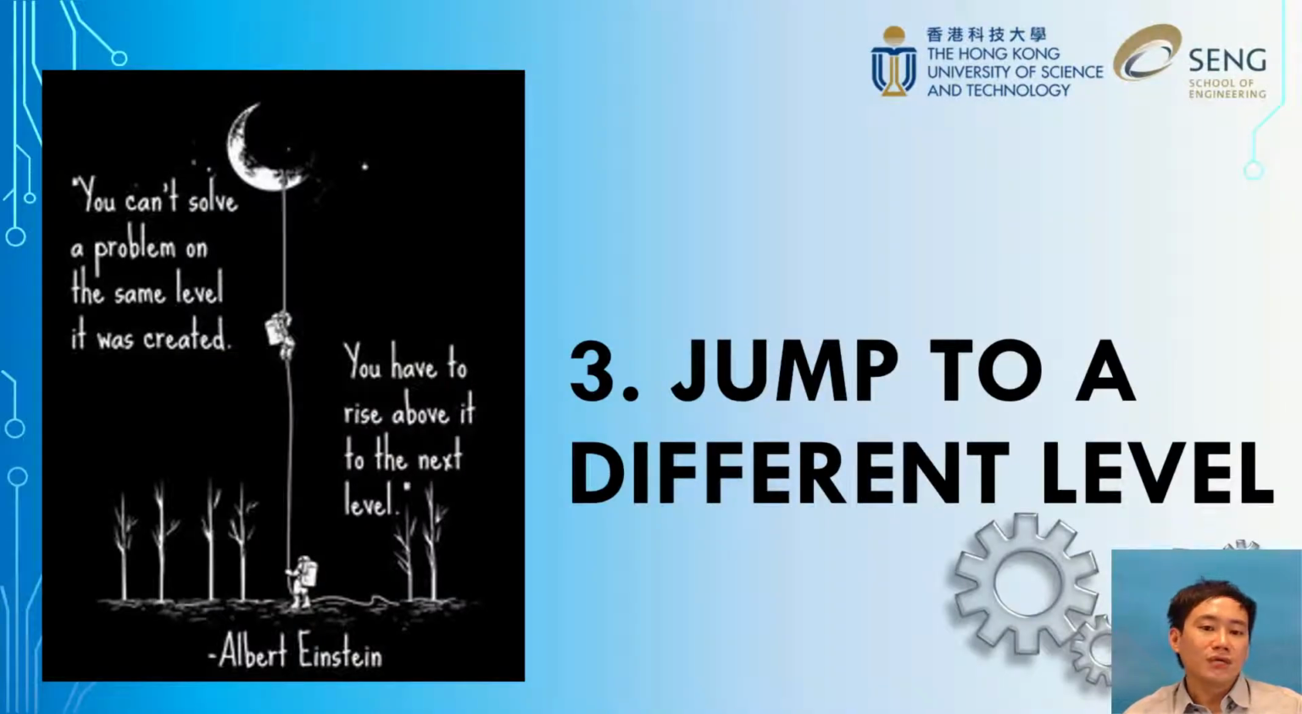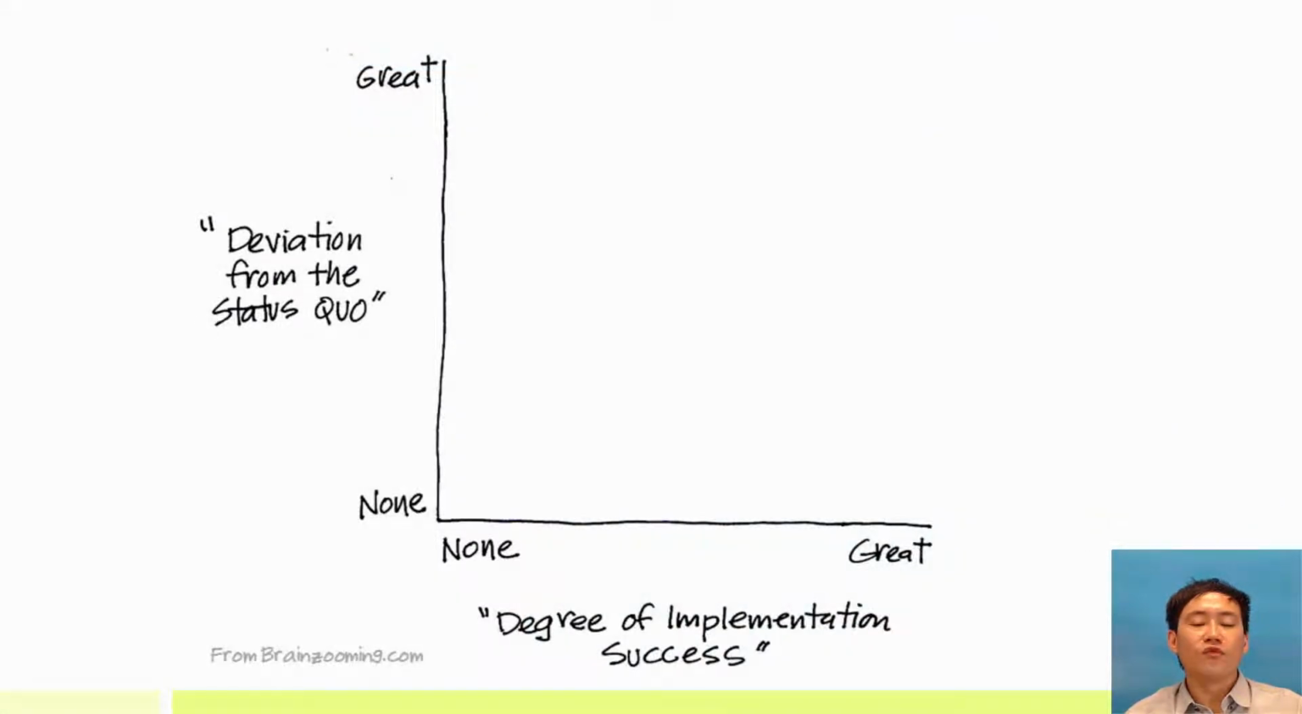So in order to achieve an innovative solution, you have to be able to jump from one level to a different level. When we try to look for a solution, we will always consider it in a two-dimensional manner. No one wants to fail. Although we are trying to say that engineers have to learn from failure, no one wants to fail in the end. In order to guarantee the degree of implementation success, we try to limit our creativity. So the end result is we end up with a process.